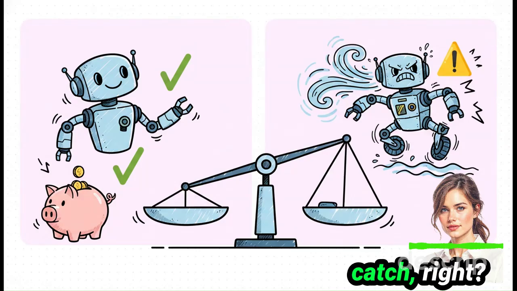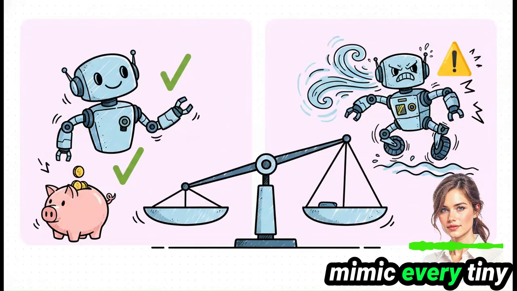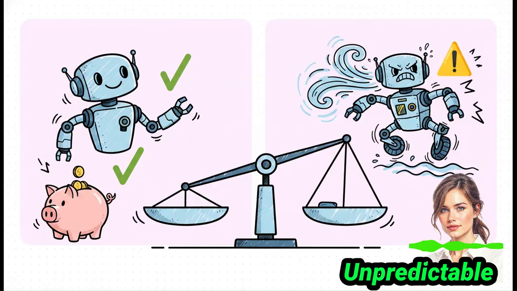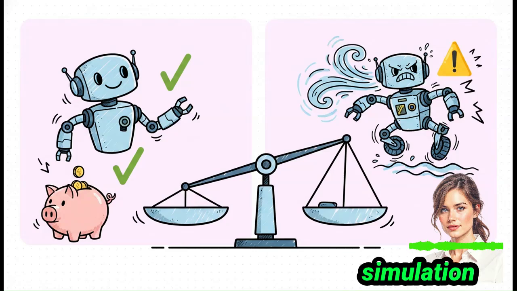But there's always a catch, right? The downside is that a simulator can't perfectly mimic every tiny real-world detail. Unpredictable floor friction, a wheel that's just a tiny bit warped, super hard to replicate. Basically, your simulation only knows exactly what you program it to know.